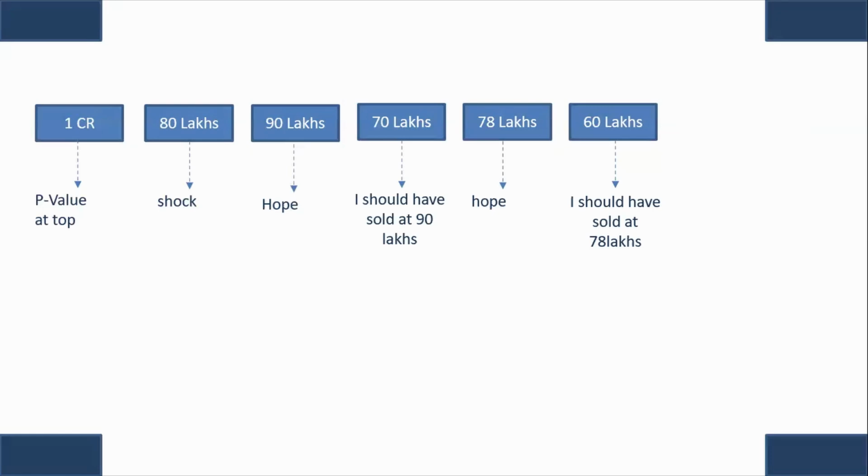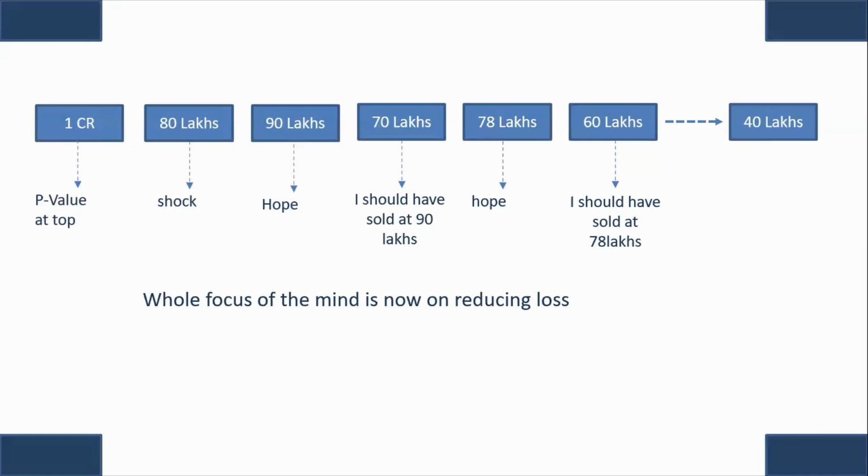So see, now what has happened is your whole focus is on reducing loss. Forget about making money and growing the portfolio, it is about how to reduce loss. And the mind will keep you in this kind of trap. And finally you will see that your portfolio has become 60 lakhs, which is 60% down from 1 crore. And then you will say, I can't handle this torture anymore and I will exit. And then you exit.